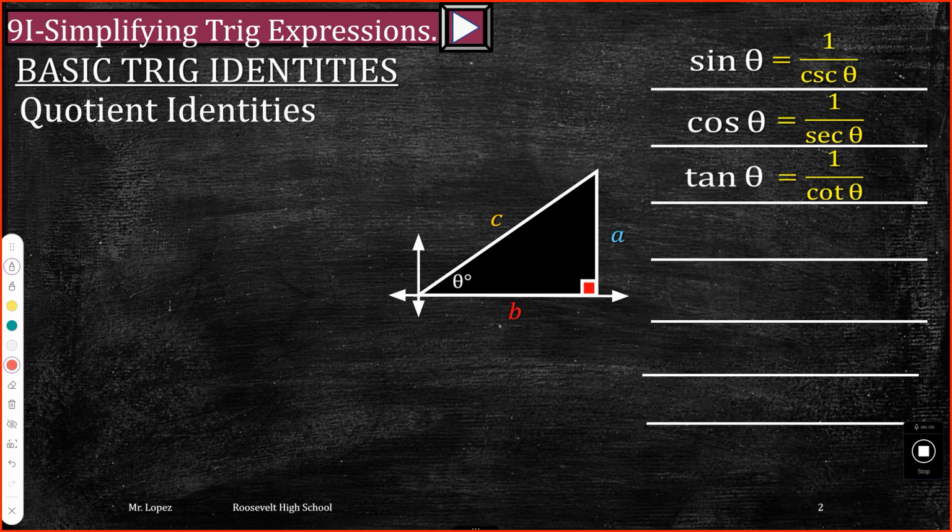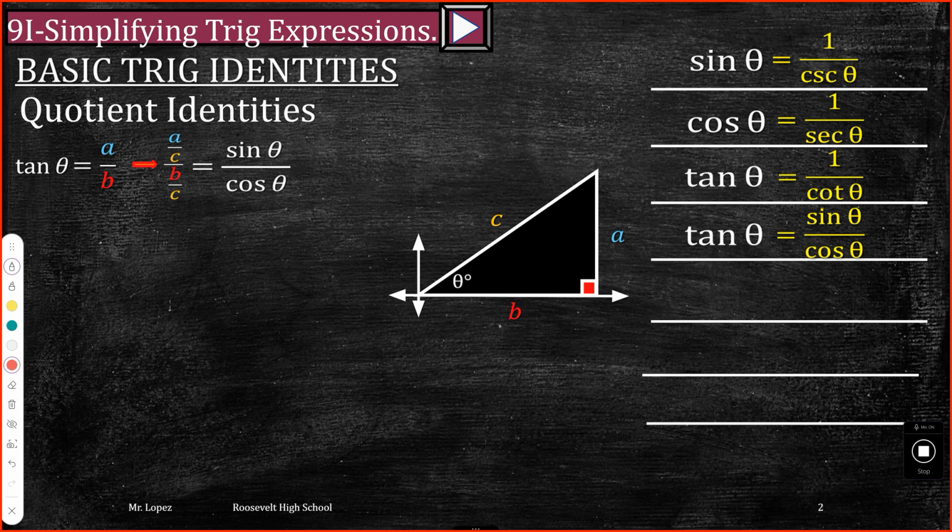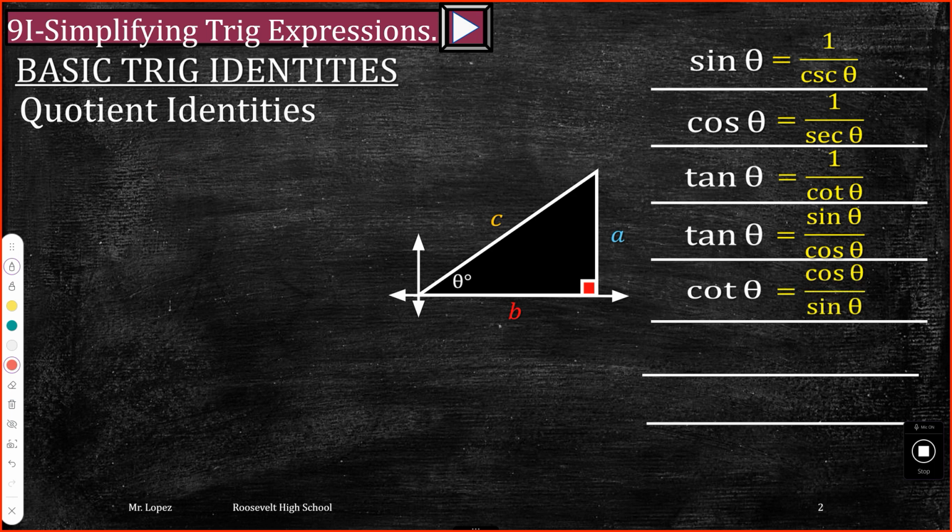Now we're going to go on to the quotient identities. I already proved one of them. Tangent theta is A over B. I make this statement, A over C over B over C. A over C is sine theta, over B over C is cosine theta: sine theta over cosine theta. What do you think cotangent theta is going to be? If you don't want me to do all the work, who can tell me? It will be cosine theta over sine theta, flipping it.